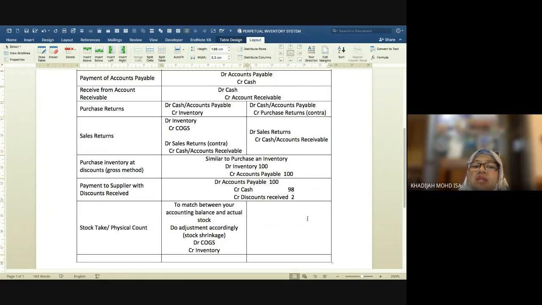But under periodic, you do stock take to determine the ending balance of your inventory. Remember that you don't have any inventory account. So in order for you to know how much your actual inventory is, you have to do a stock take under periodic. Stock take is mandatory under both perpetual and periodic, but it's more important for periodic, because otherwise you wouldn't know how much stock you have sold throughout the year unless you know the balance.